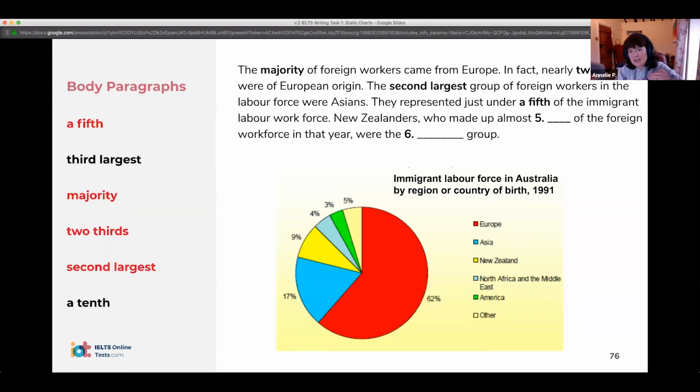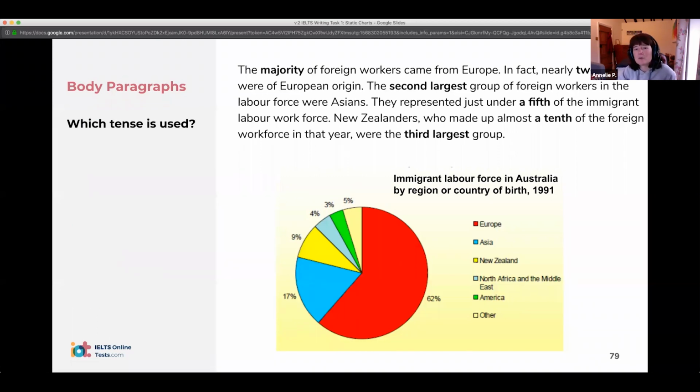Then we go down to the next one. New Zealanders, who made up almost, okay, a tenth of the workforce in that year, were what? What's left? Well, we've only got one left, haven't we? The third largest group. So you can see how the logic is there in the order. We're going to look a little bit at the language here as well. What tense are we using in this case? Very good. Past simple.